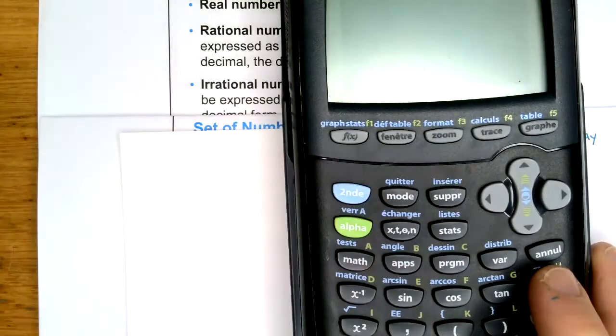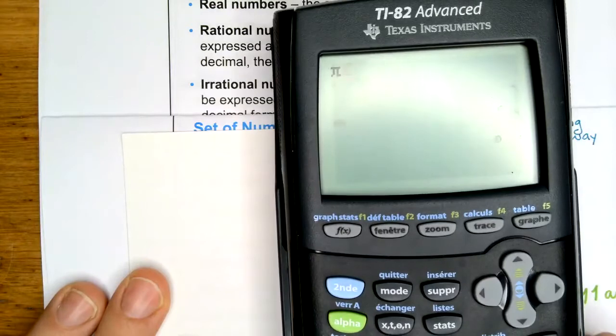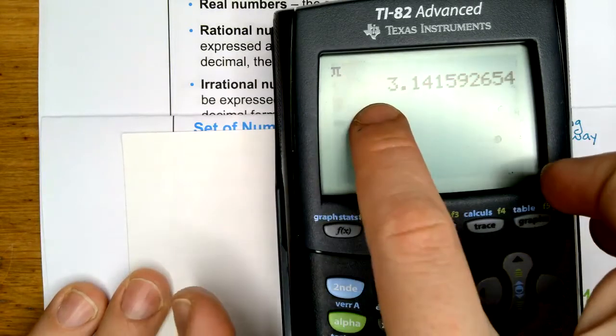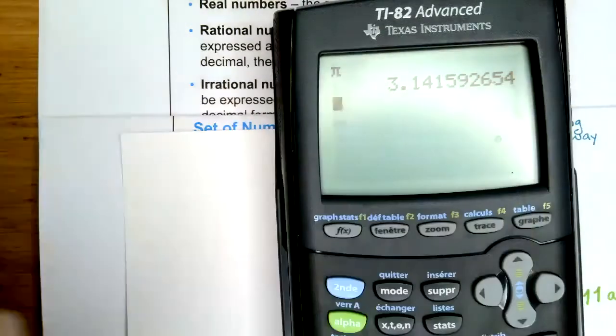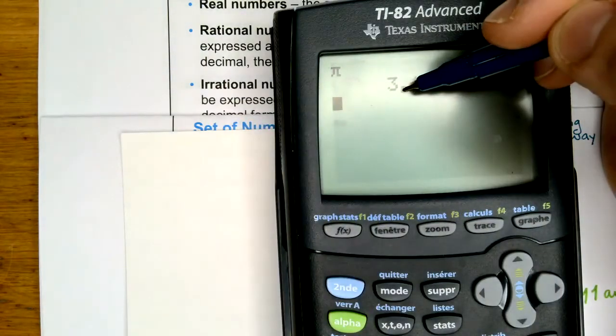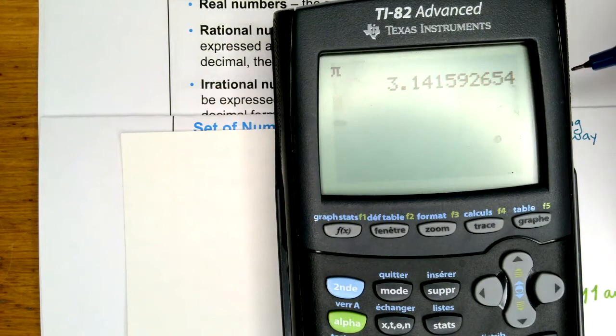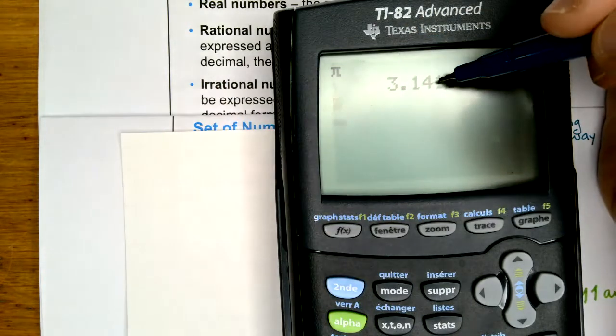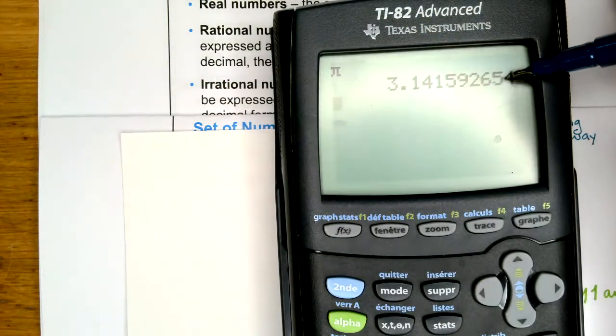All right, so here is the button pi on my calculator. It's an irrational number. The decimal never repeats. What I want to show you is how many numbers after the decimal there are on my calculator. 1, 2, 3, 4, 5, 6, 7, 8, 9.